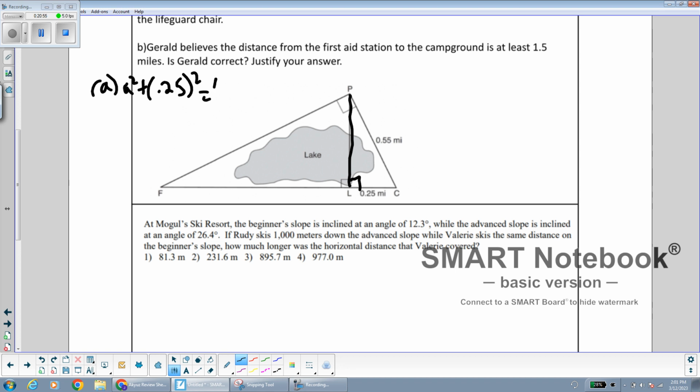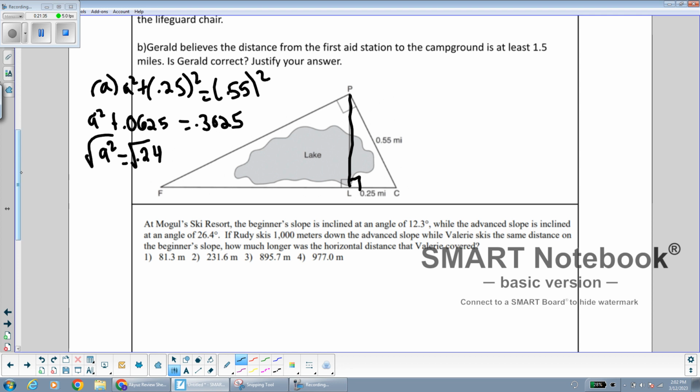So A squared plus 0.25 squared is equal to 0.55 squared. So on my calculator, 0.25 squared is 0.0625, and on my calculator, 0.55 squared, oops, I just typed that in wrong, is 0.3025. So let me subtract that by 0.0625, and I got A squared is equal to 0.24. So our last step to get A is to just square root both sides.